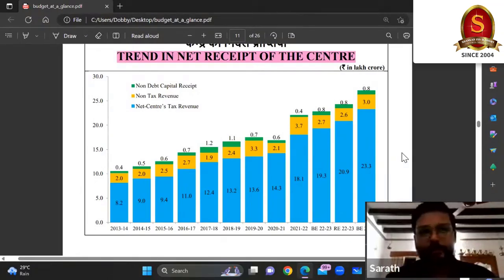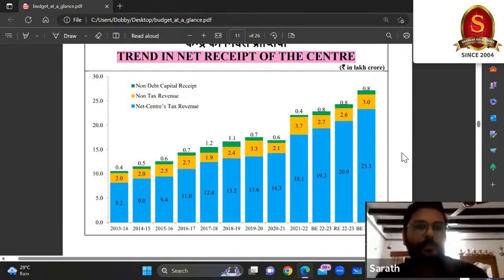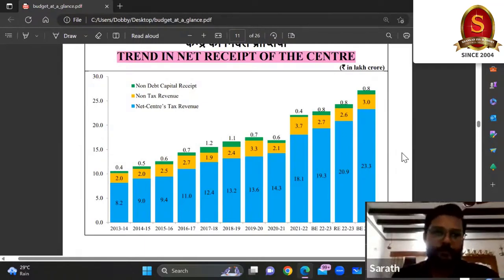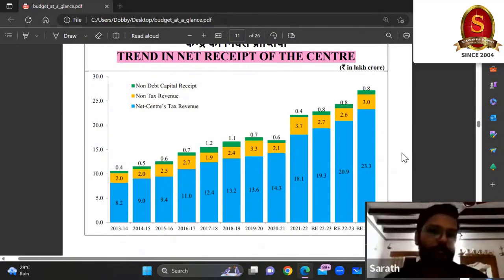But take a look at the other receipts also. Other than borrowing, everything they have given. Non-tax revenue, there is no consistent increase. 2, 2.5, 2.7, 1.9, 2.4, 3.3, 2.1. It is varying. Look at non-debt capital receipts, 0.4, 0.5, 0.6, 0.7, 1.2, but then 1.1, 0.7, 0.6. So it keeps varying. Okay, so there is no consistent trend. But with tax revenue receipts, there is a consistent trend that is there. Again, something to be observed. So when you come across data like this, this is what you need to observe. Patterns, trends are what you have to observe.